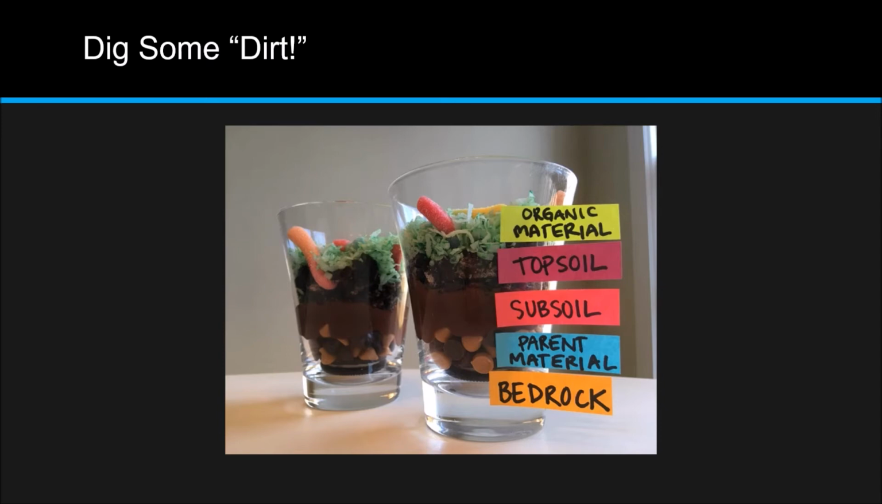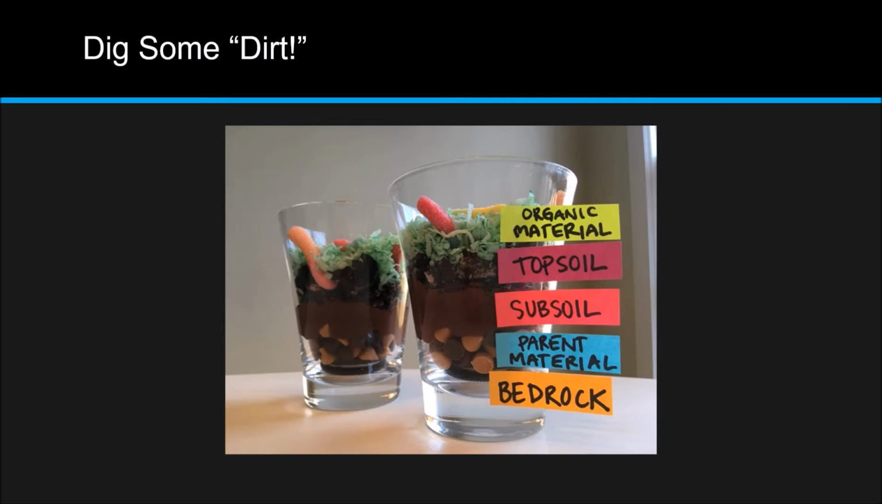The grass in this picture, you see it's labeled organic material. So grass, plants, all those things that grow right on the top. That part that's called topsoil, that's the part that makes plants happy. So if you're trying to grow a garden, you want to have some good topsoil.